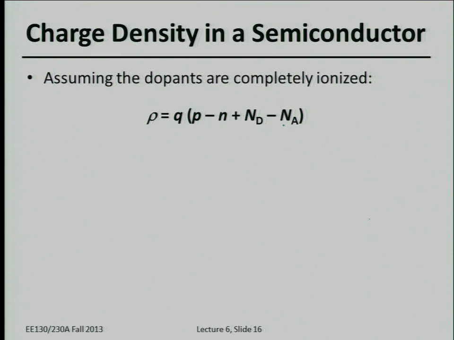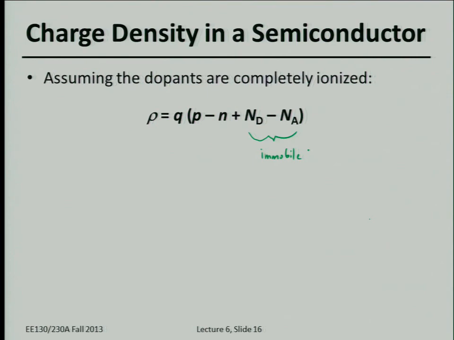But those acceptors don't move around, right? They're just immobile. Same thing with donors. They can donate an electron, but they're not going to be moving around. They're not going to be contributing to current flow directly. They're fixed in their atomic lattice locations. So we have all kinds of sources of charge in a semiconductor.